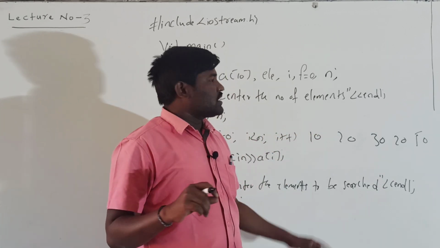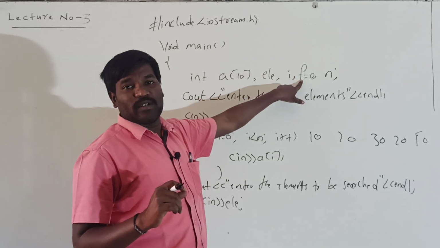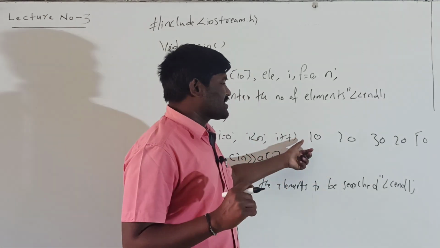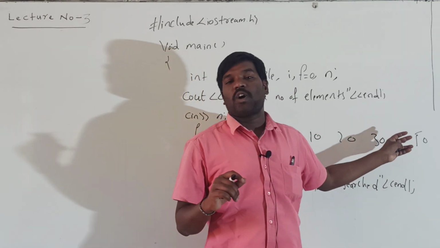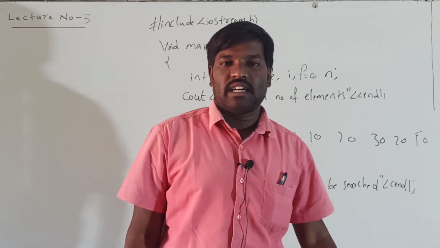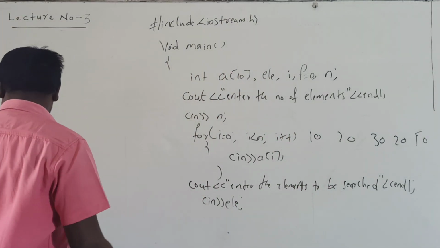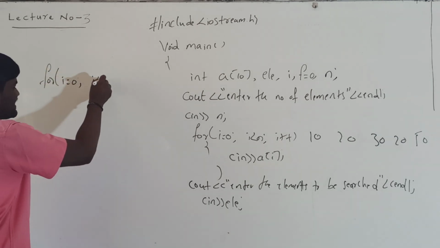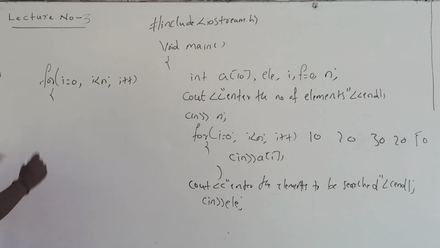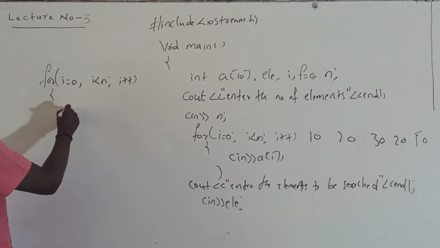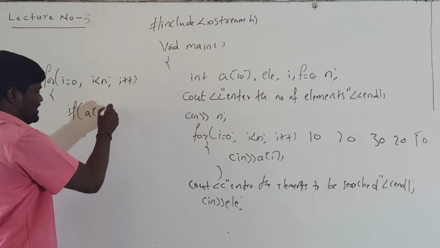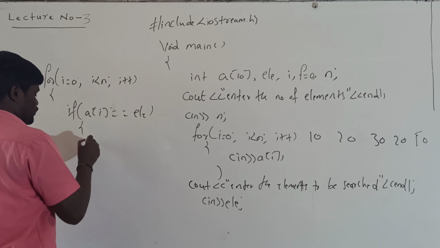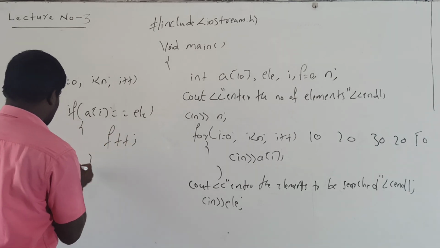If it is true, it will increment the f value. Otherwise, it will skip and compare with another value. Like this, it will compare all the elements present in the given array. Okay, so next is for i is equal to 0, i is less than n, i plus plus. Okay, if a of i is equal to element, f plus plus.